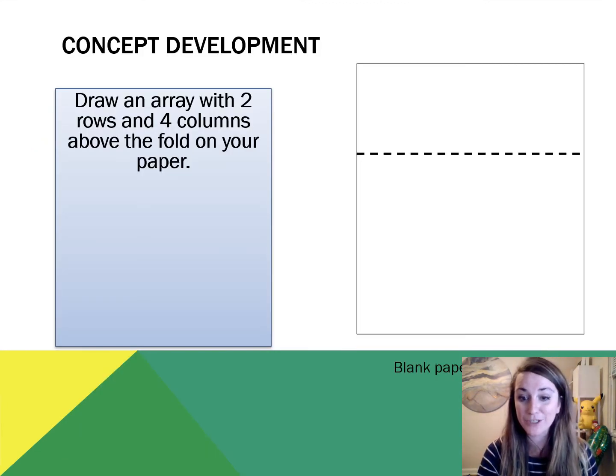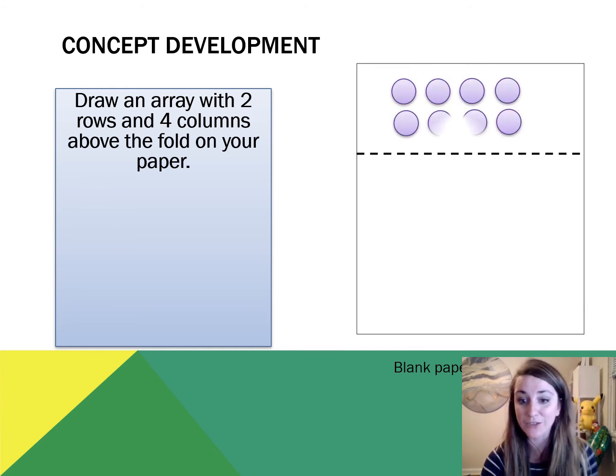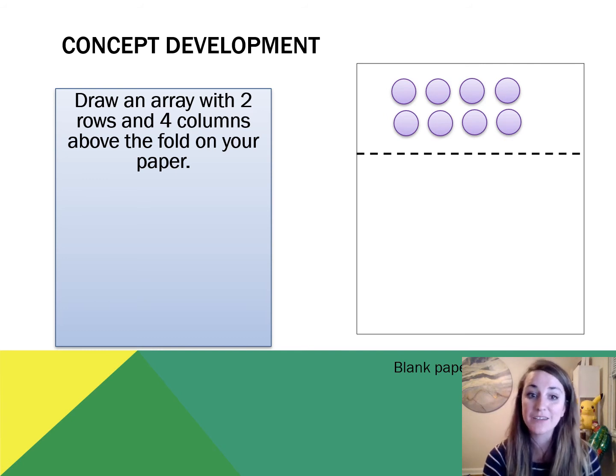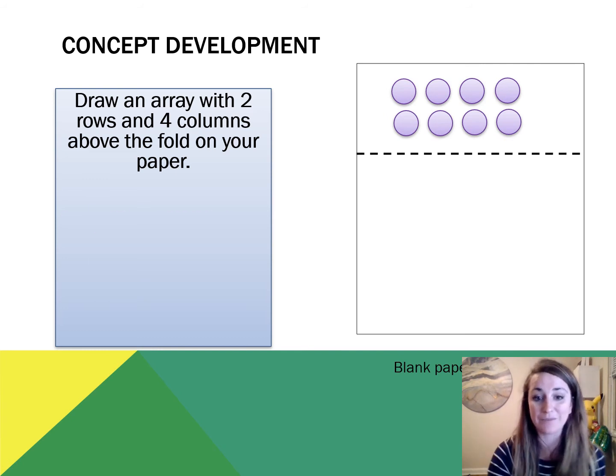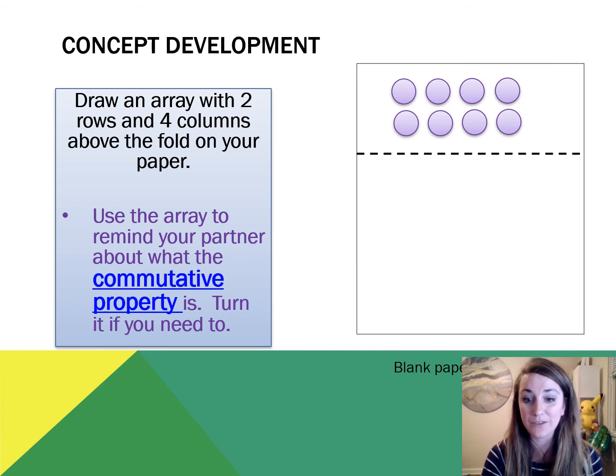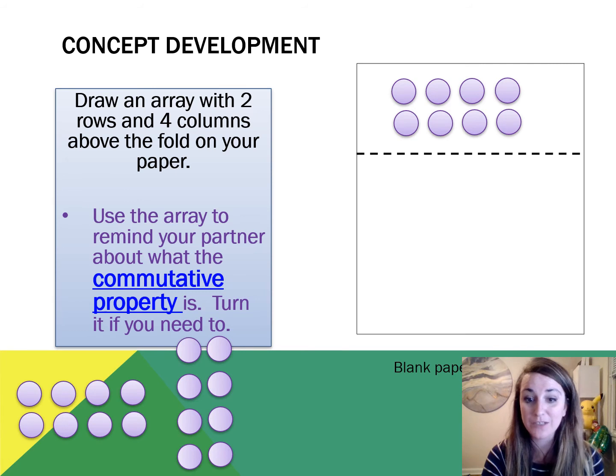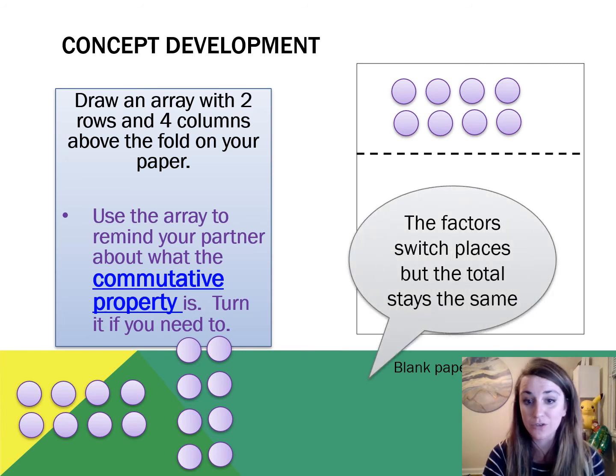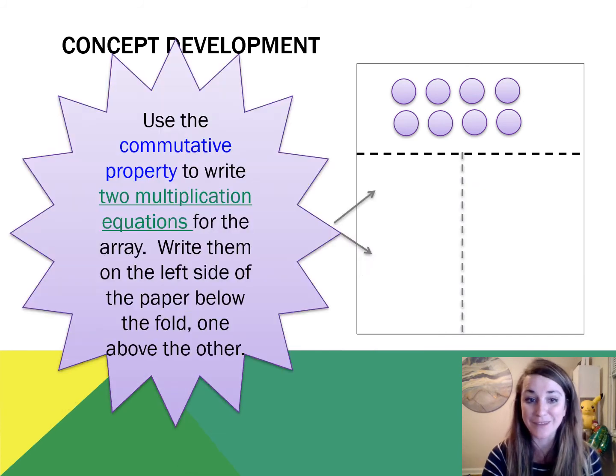Now, switch to your paper and pencil mode or your whiteboard and marker. I want you to draw an array with 2 rows and 4 columns above the dotted line on your paper. You may add the dotted line just like you see on the whiteboard. Here's my 2 rows and 4 columns. We're going to use the array to discuss together what the commutative property is. You can turn your array to show it. If I see a turned array, I see that the factors switch places, but the total remains the same.